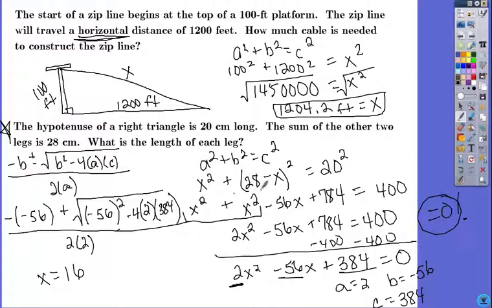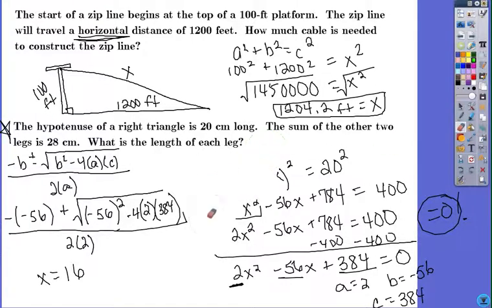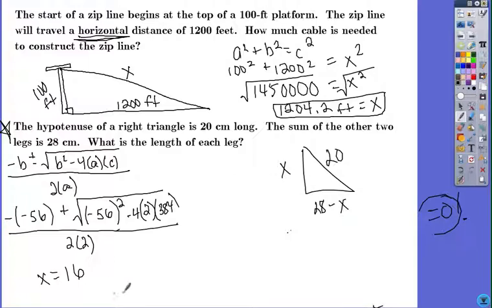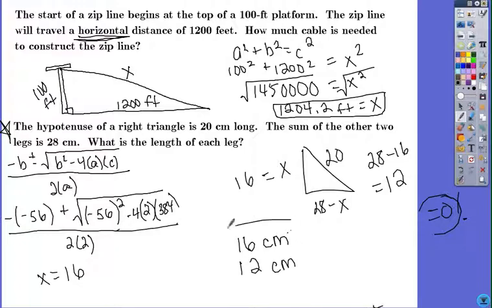Okay, so here I have my triangle. Let's redraw the triangle quickly. That was 20, this was x, and remember this was 28 minus x. Well, I now know that x is 16, so how am I going to figure out the length of the other leg? I will do 28 minus 16, which is 12. So one leg is 16 centimeters, the other leg is 12 centimeters.